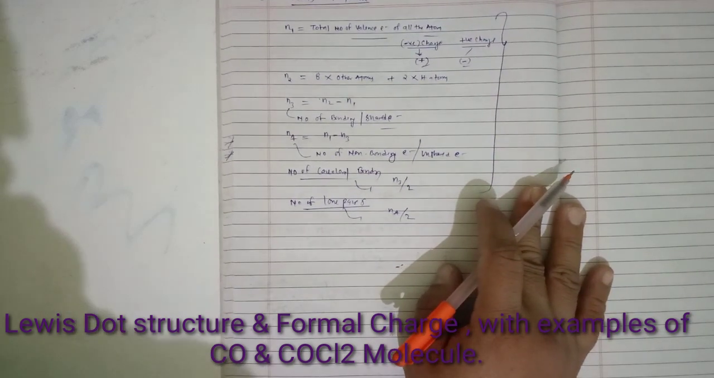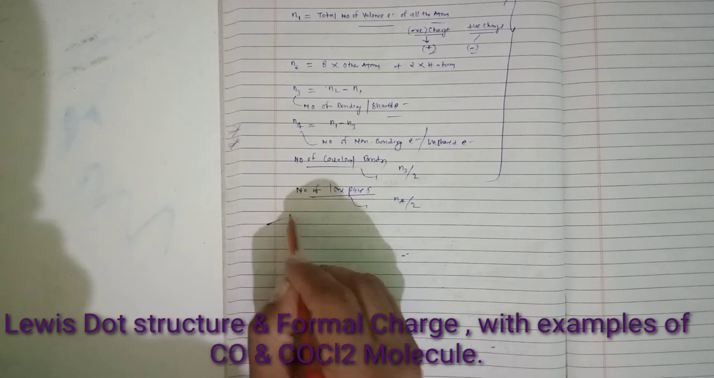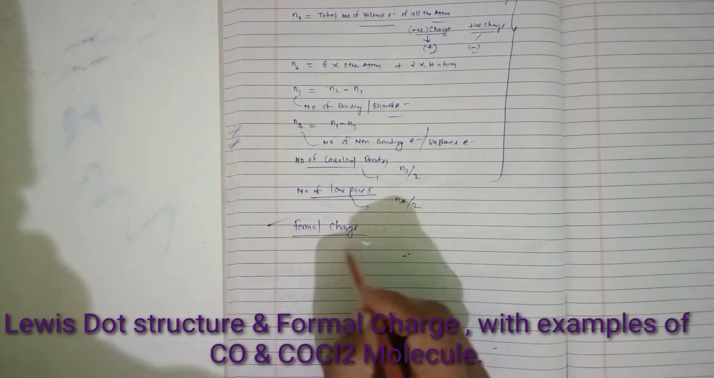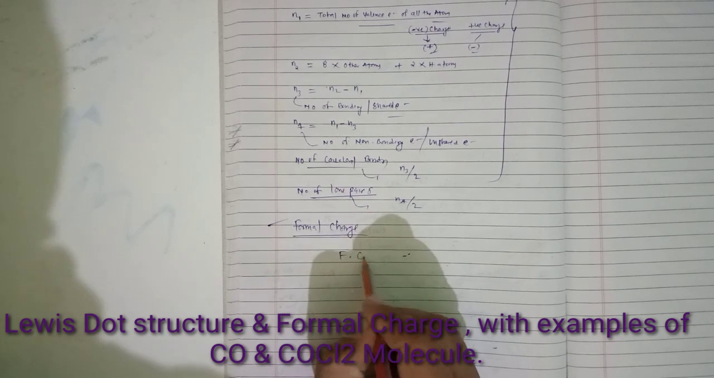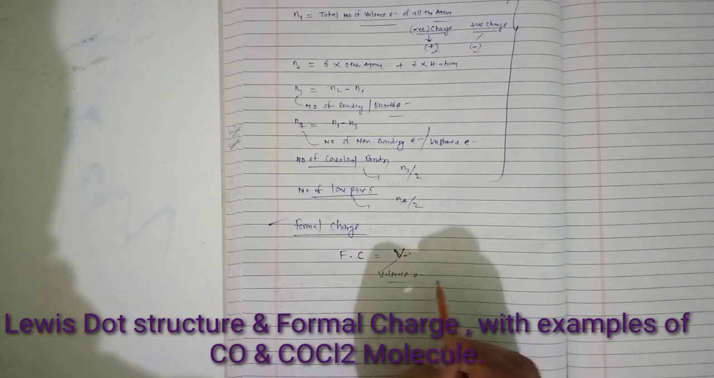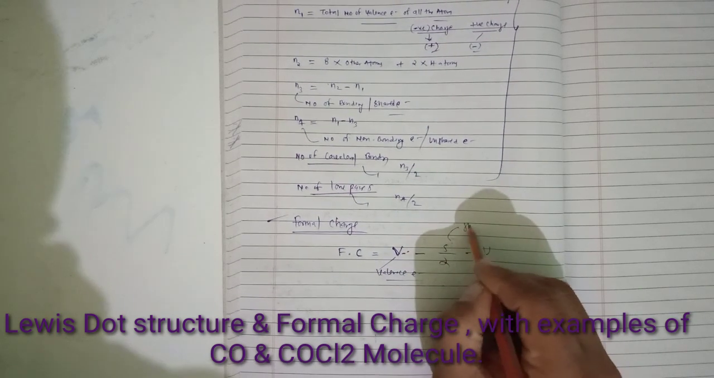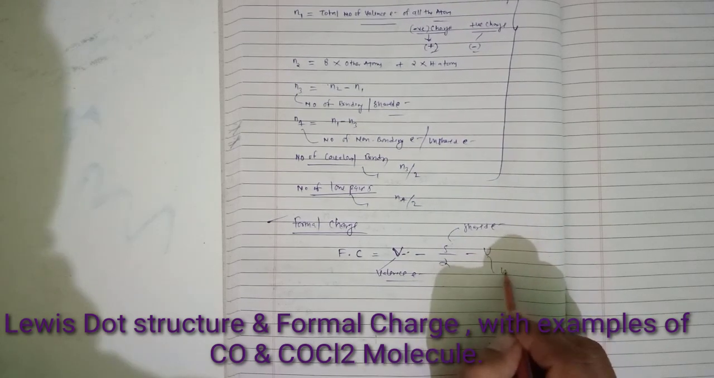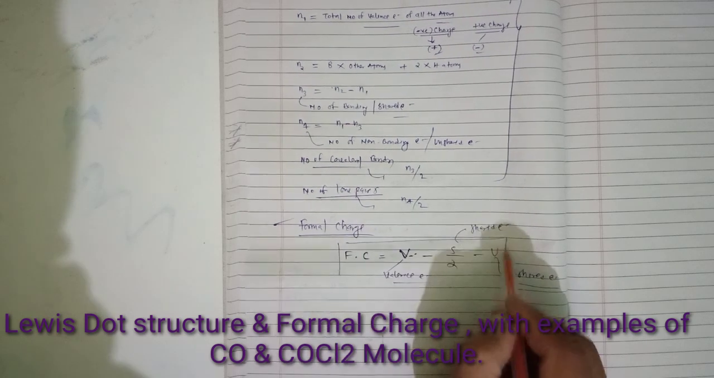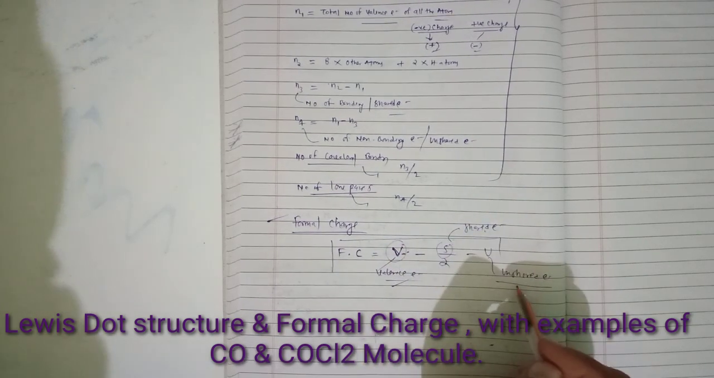Now let us find out formal charge, that is, how to find formal charge. Formal charge is mathematically given as formal charge equals V minus S upon 2 minus U. V indicates valence electrons, S indicates shared electrons, and U indicates unshared electrons.